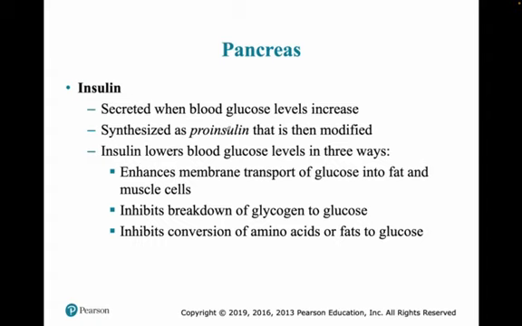Insulin, on the other hand, is just the opposite. It is secreted when we have high levels of sugar or glucose, and its precursor is called proinsulin. Insulin lowers the blood glucose level. First of all, it enhances the membrane transport of glucose into fat and muscle cells. It inhibits the breakdown of glycogen to glucose, so it can store glycogen in the liver so that no more glucose is released. It also inhibits the conversion of amino acids or fats into glucose, or stores them as amino acids or fats in muscles or liver.